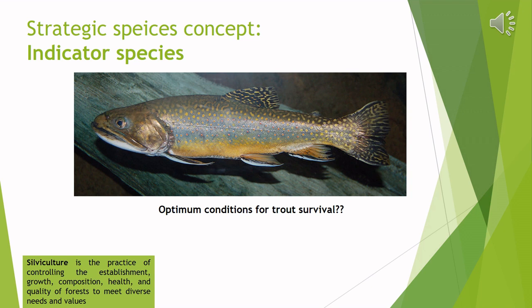Last is the indicator species concept. An indicator species has a narrow set of ecological requirements, therefore they become useful targets for observing the health of an ecosystem, for example, trout.